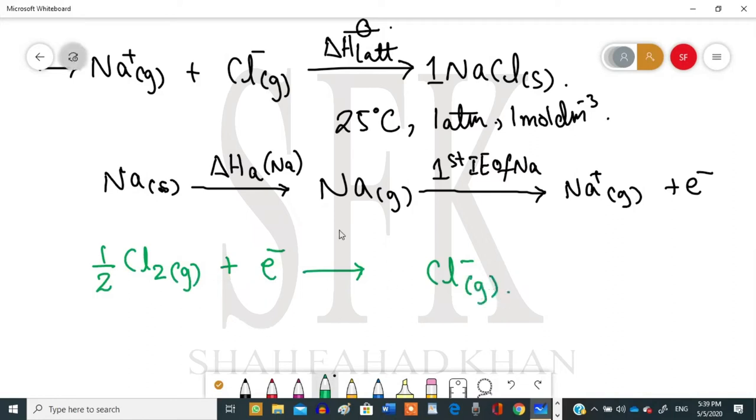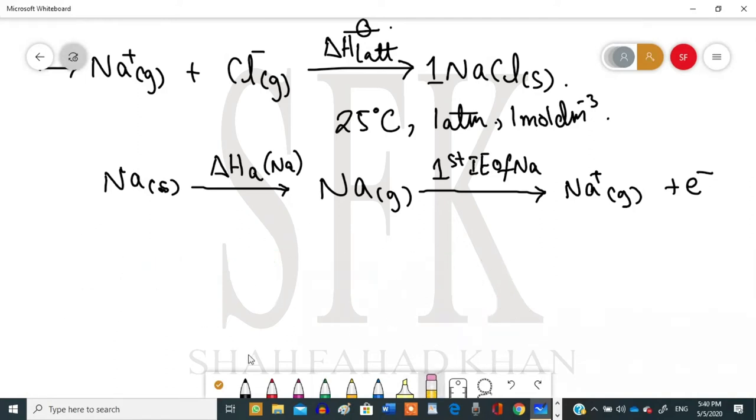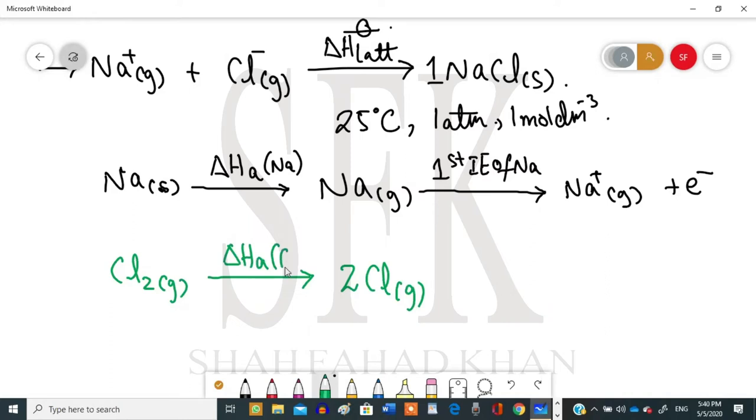What's going to be the enthalpy change of this reaction, guys? Oh, okay, wait. I just missed out a step. Before we go over there, first we need to atomize the chlorine molecule, okay? So to atomize the chlorine molecule, we'll get 2 chlorine atoms in the gaseous state, right? The enthalpy change of atomization of chlorine.